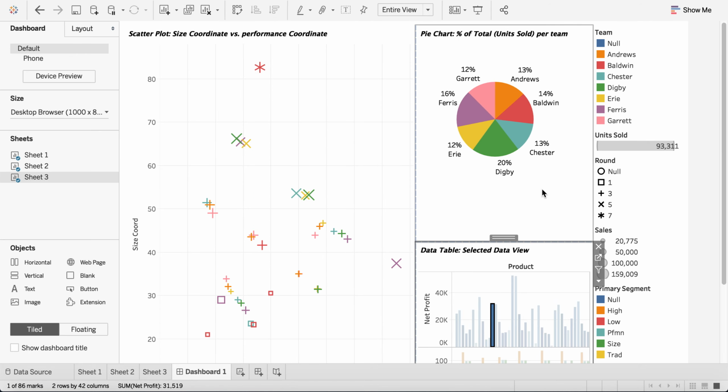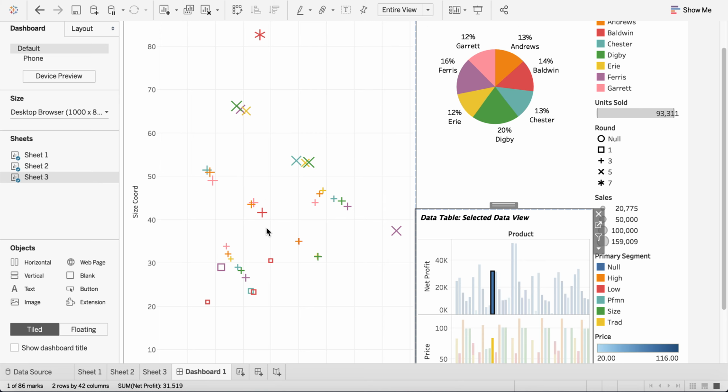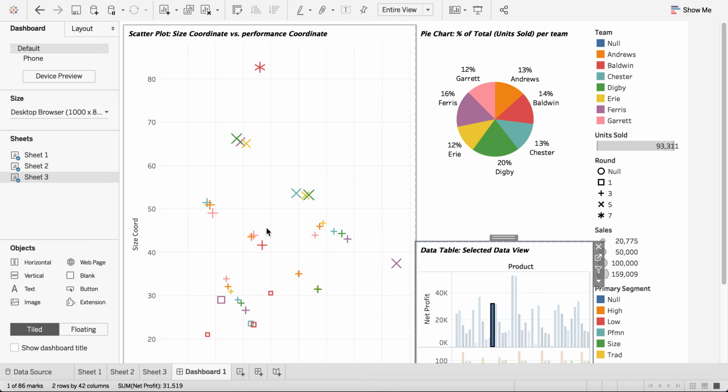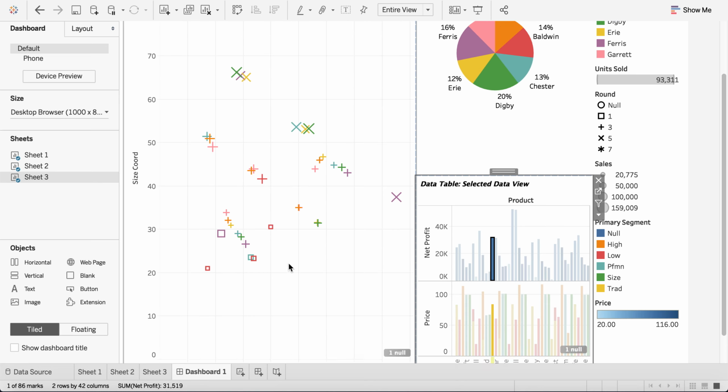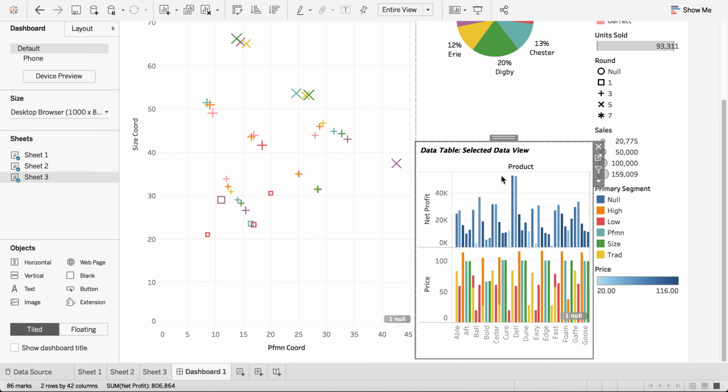Between all three of these different charts, we are able to assess which company has found success and which companies have had the highest market shares. We have the scatter plot showing us where each of the different products lies relative to each other. And lastly, the table on the right is a clear example of the different net profits with the associated prices for each of the different products.